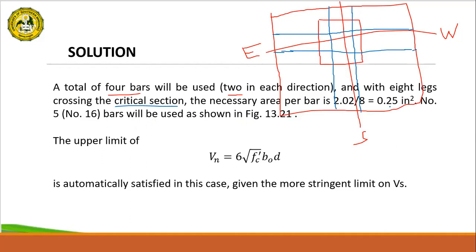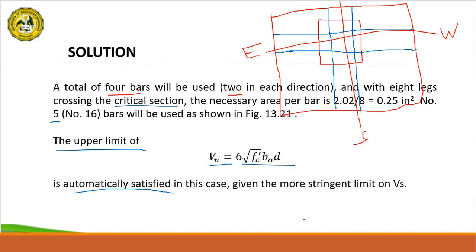So that it should be 0.25 square inches. So we will use number 5 bars here. The area of number 5 bars is actually 0.31 square inches. And the upper limit of our Vn should be equal to 6 times the square root of f'c times bo times d. And this is automatically satisfied in this case given the more stringent limit on Vs.